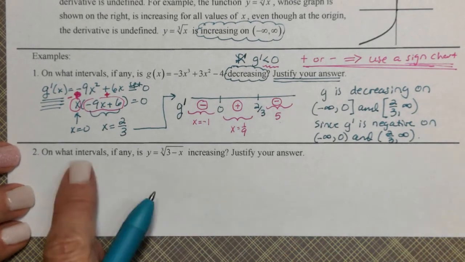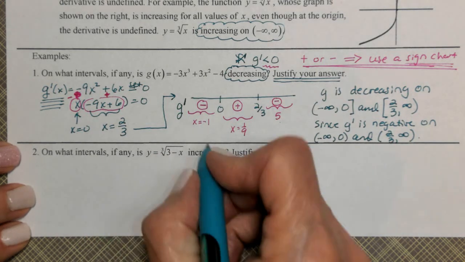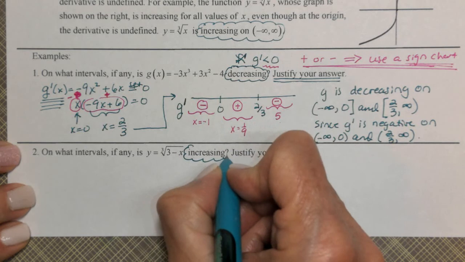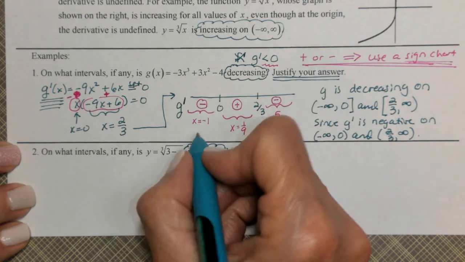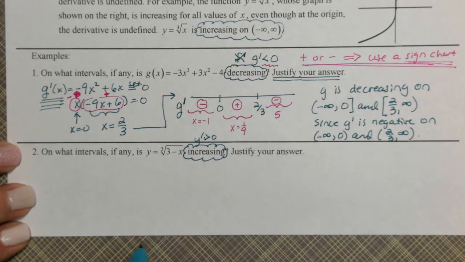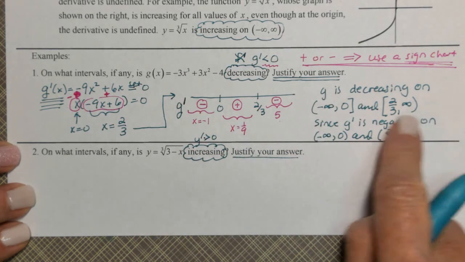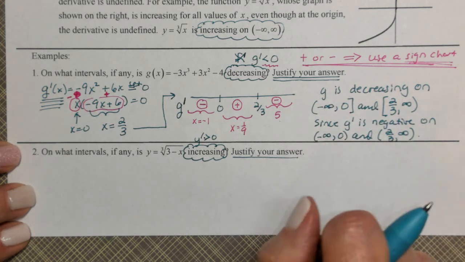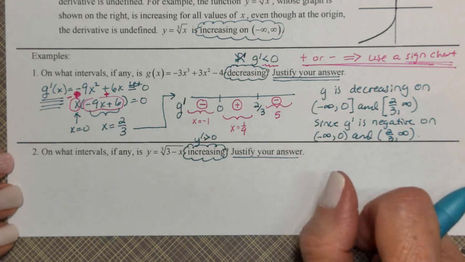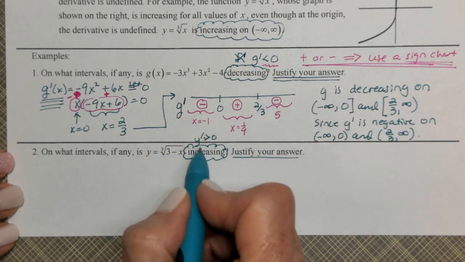Next example. On what intervals, if any, is this function increasing? Well, increasing will be when y prime is positive. That's my thought process. Again, we need to justify our answers, so we will have a since something at the end. All right. First, we're going to find the derivative and then see where it is positive.